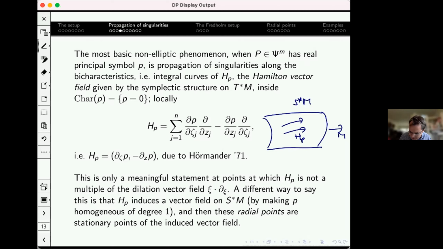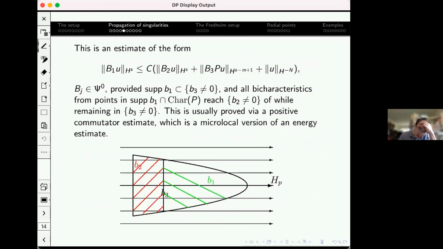So maybe let me just get rid of this, and maybe you will have something like this. You have a sink, something like that. Okay, so this point here would be a radial point where this Hormander theorem that we will have in a moment doesn't say anything. Okay, so let's see. So the propagation singularity estimate then looks like this.